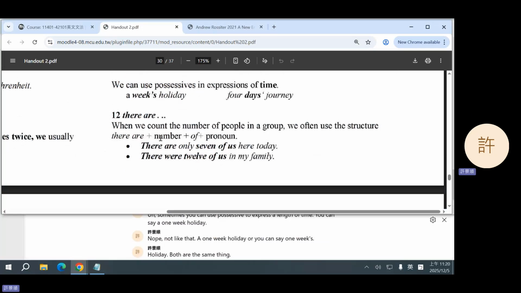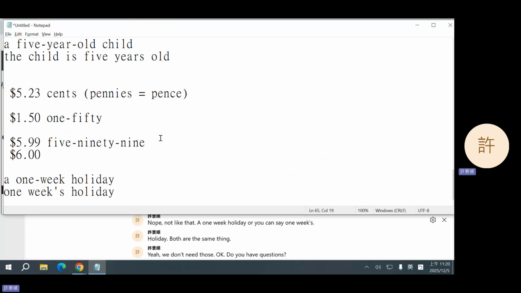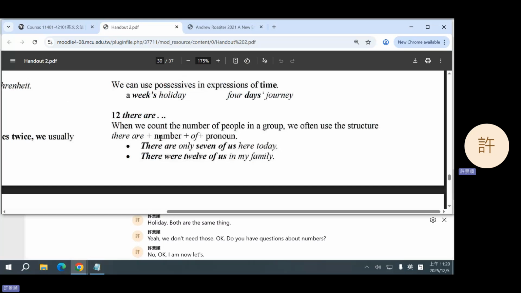Yeah, we don't need those. Okay, do you have questions about numbers? No? Okay. Now let's go to the next page.